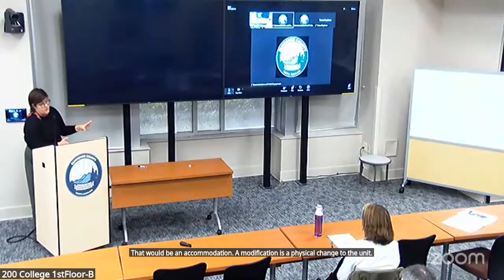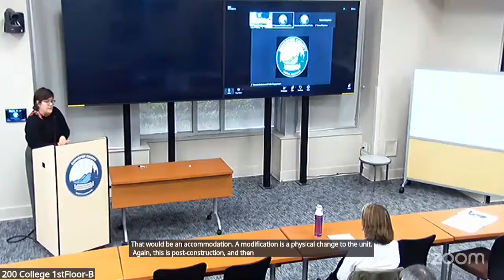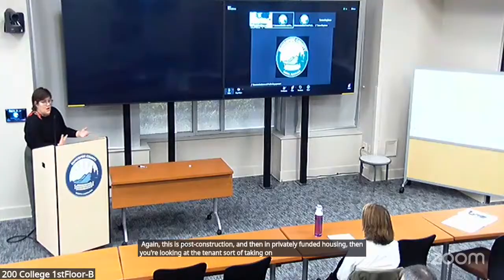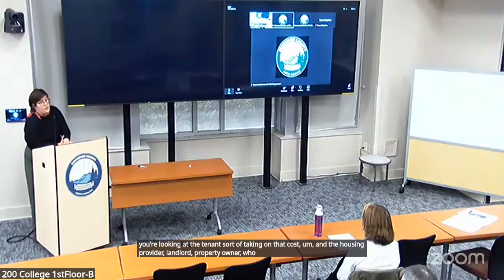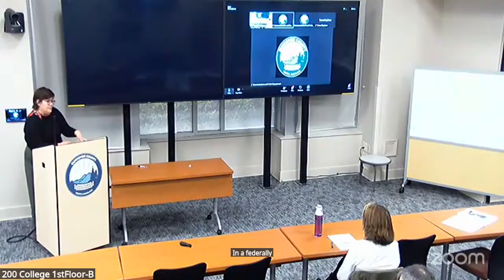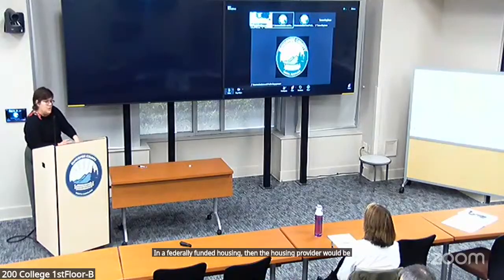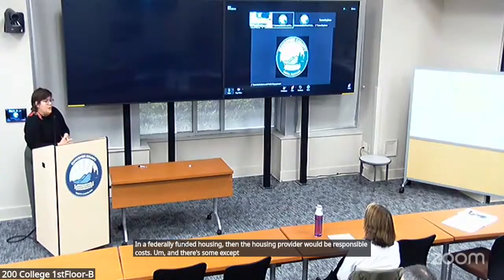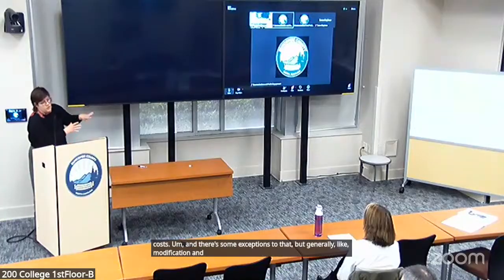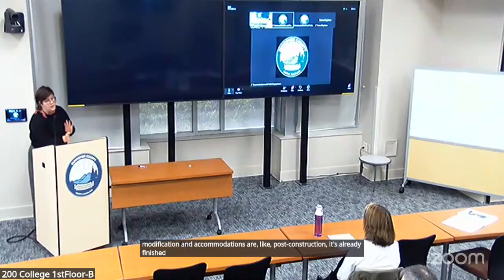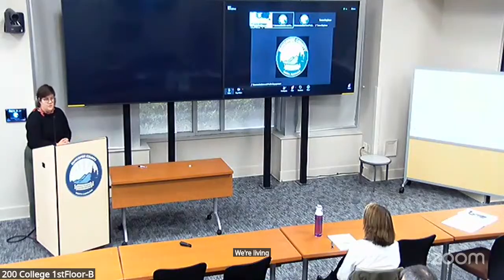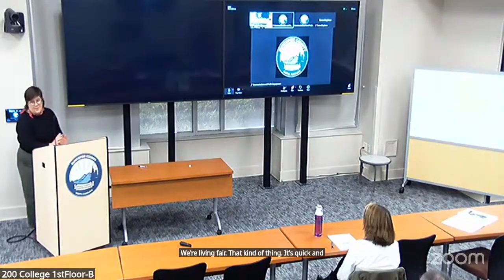Again, this is post-construction. In privately funded housing, the tenant takes on that cost, and the housing provider, landlord, or property owner approves those changes. In federally funded housing, the housing provider would be responsible for the cost. There are some exceptions, but generally modifications and accommodations are post-construction: it's already finished, people are moving in, they're living there. It's a quick and dirty accommodation versus modification.